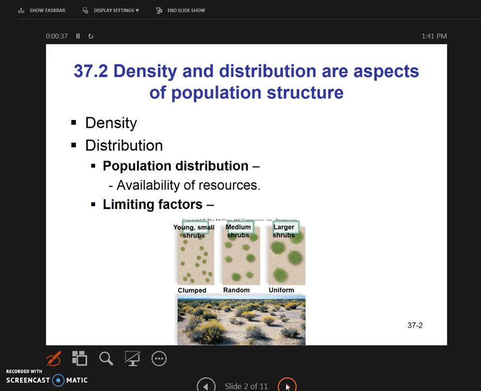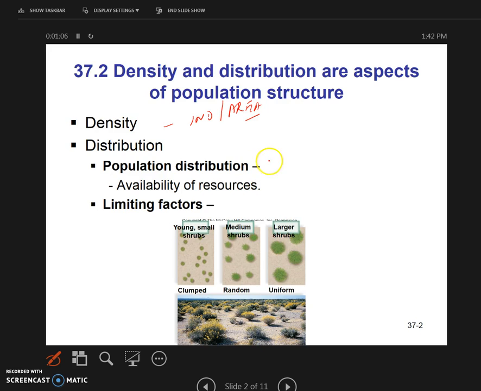So when we talk about population ecology, definitely we are going to come across some terms, and the first term is density. Density is nothing but the number of individuals per unit area. All right, so individuals per unit area. And of course the distribution, so we are going to talk about population distribution, which is the pattern of dispersal of individuals across an area.